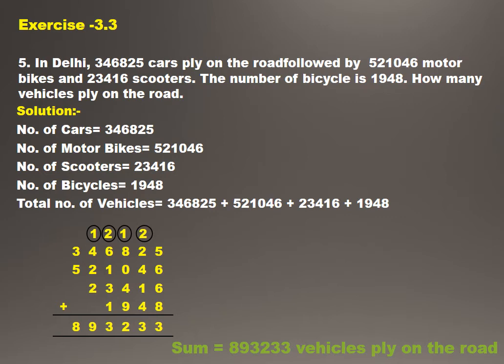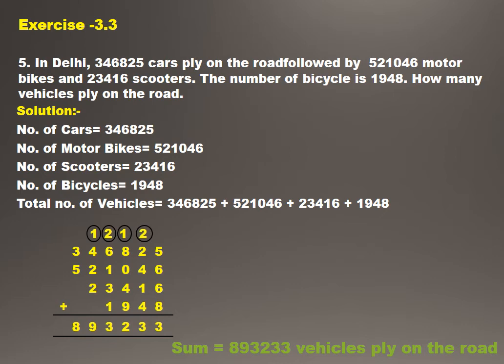2 plus 2, 4. 4 plus 4, 8. 8 plus 1, 9. 9 plus 4, 13. 3 and 1 carry forward. 1 plus 8, 9. 9 plus 4, 13. 13 plus 9, yes, 22. 2 comes on 100 place and 2 carry forward on thousands.